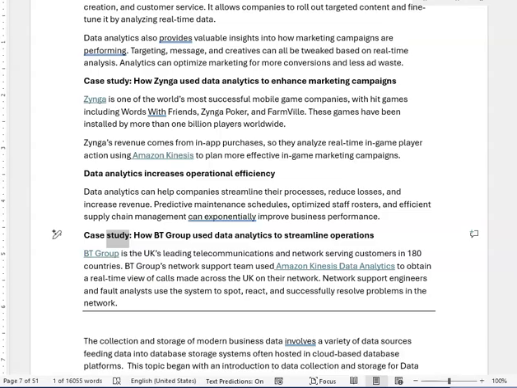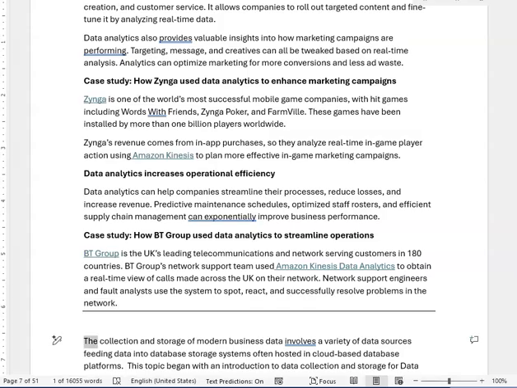Case study: how BT Group used data analytics to streamline operations. BT Group is the UK's leading telecommunications and network serving customers in 180 countries. BT Group's network support team used Amazon Kinesis data analytics to obtain a real-time view of calls made across the UK on their network. Network support engineers and fault analysts use the system to spot, react, and successfully resolve problems in the network.